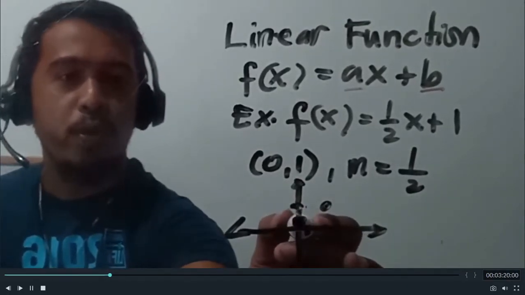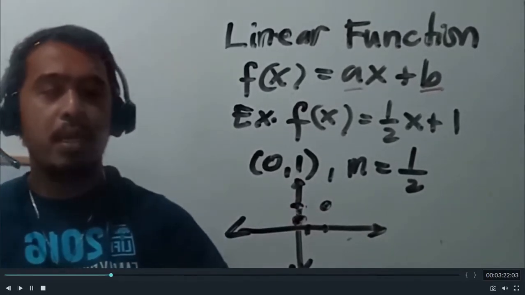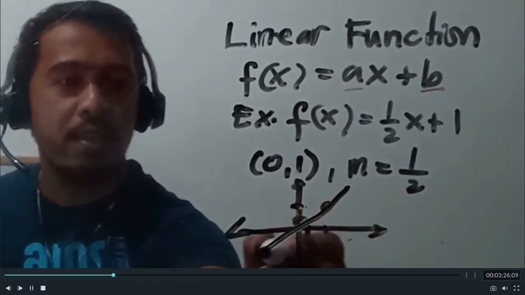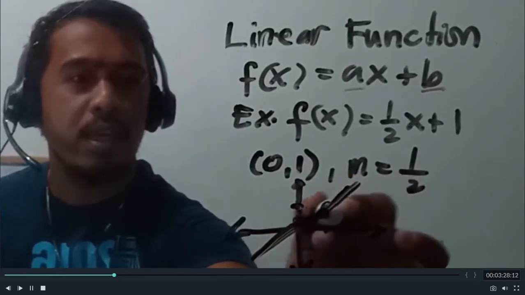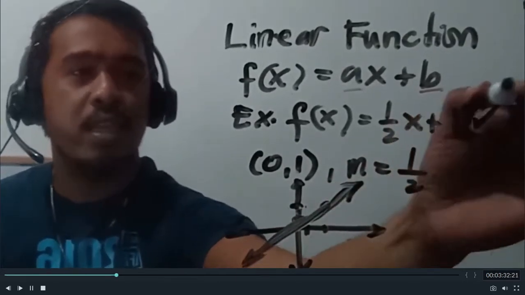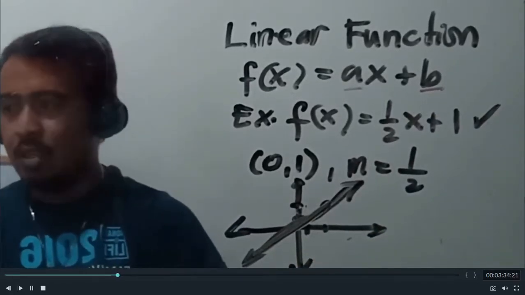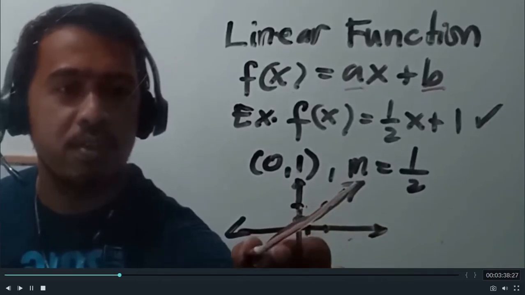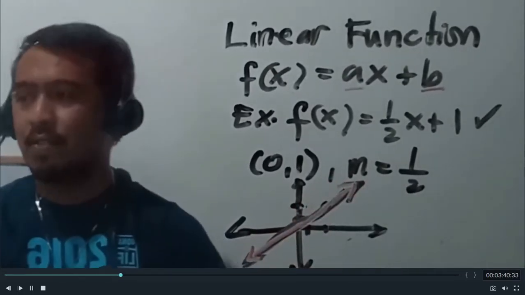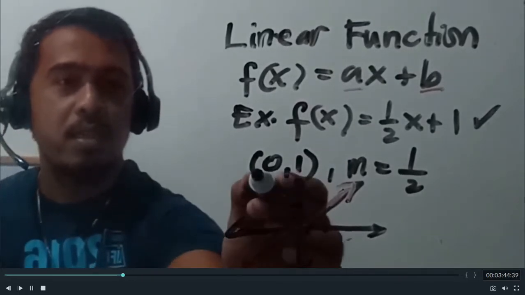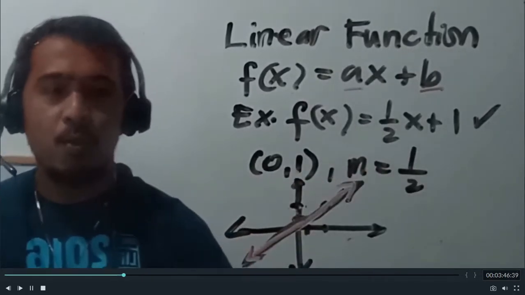If you have 2 points on your Cartesian coordinate plane, and you connect the 2 points, then you can create the line. And that line is this line. Okay, so that is the graph of that linear function. All you need to determine is the intercept and the slope.